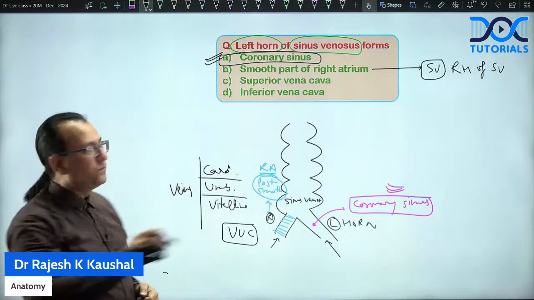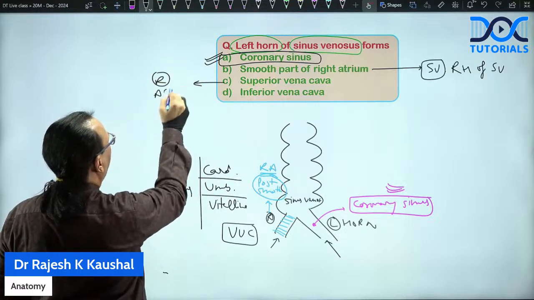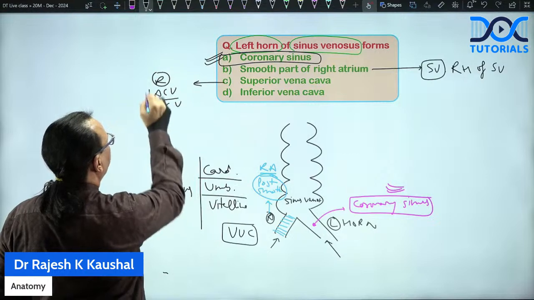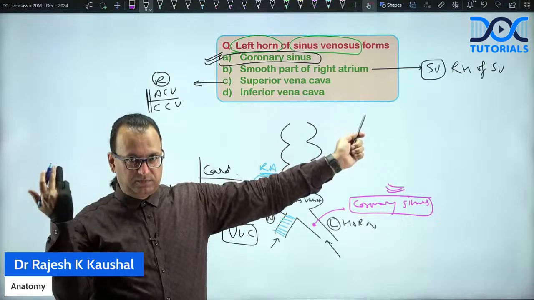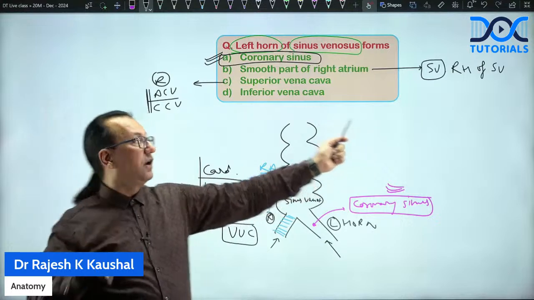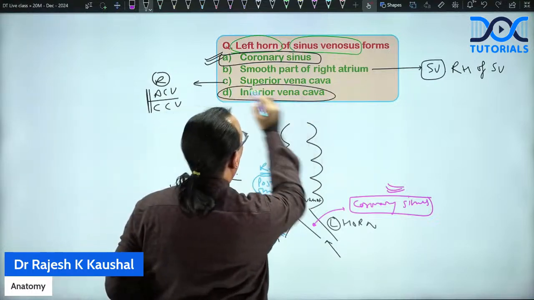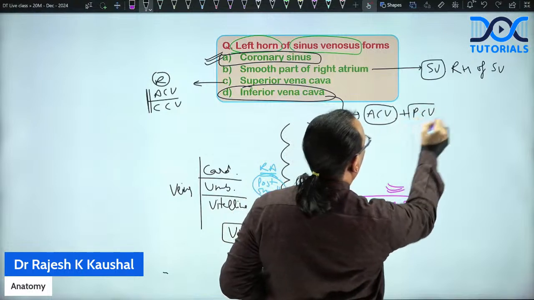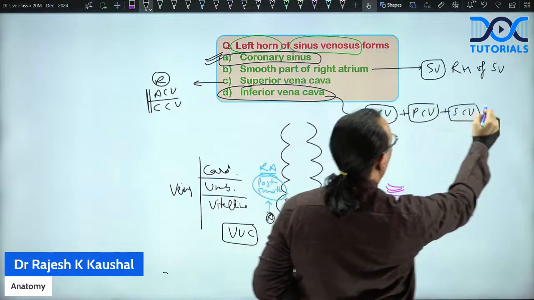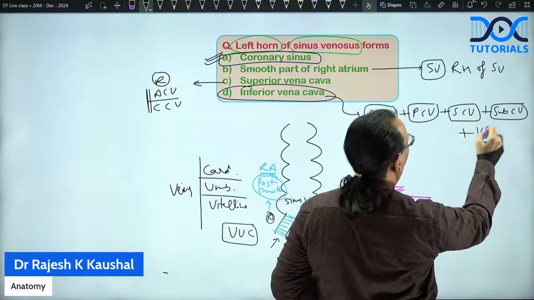The superior vena cava will come from the right-sided anterior cardinal vein and common cardinal vein. And what about the inferior vena cava? The inferior vena cava has a lot of contribution. It has anterior cardinal vein, it has posterior cardinal vein, it has supracardinal vein, it has subcardinal vein. So there are a lot of contributions, even the Vitelline vein.